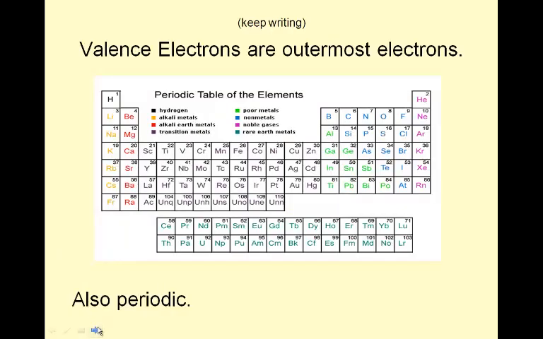Good. Valence electrons are outermost electrons. We talked about this. So make sure you keep writing this stuff down. So the valence electrons are S and P. They're also periodic. So the number of valence electrons you have are 1, 2, 3, 4, 5, 6, 7, 8. How many valence electrons does K have? 1. How many valence electrons does indium have? 3. How many valence electrons does selenium have? 6. How many valence electrons does argon have? 8. The one exception to that is helium, which just has 2.